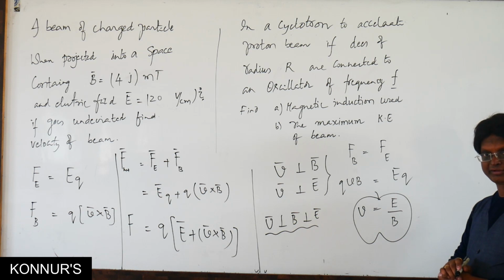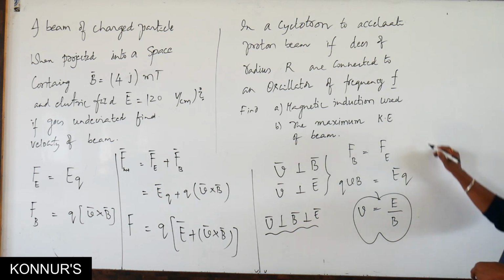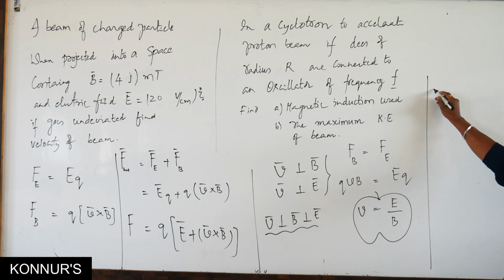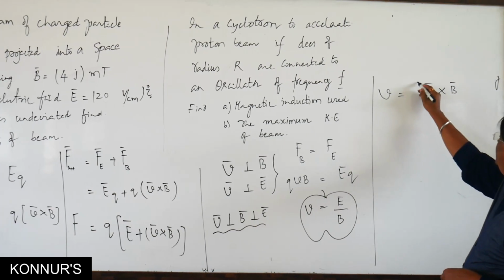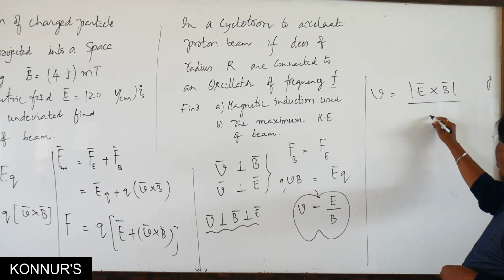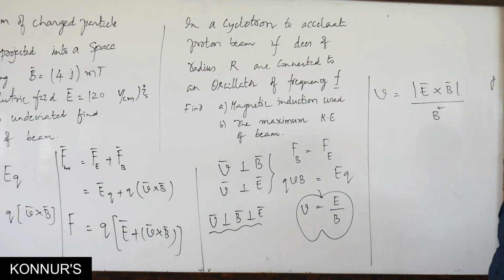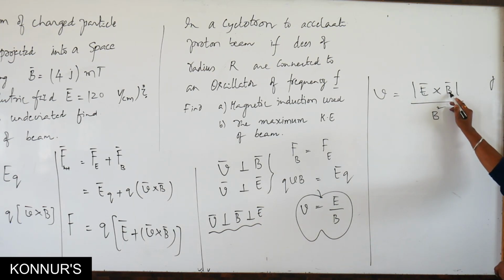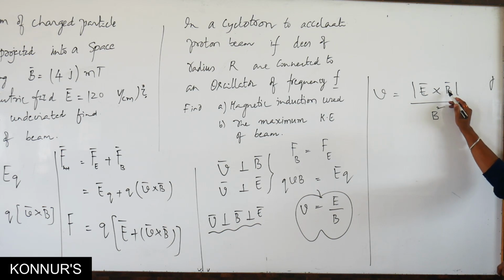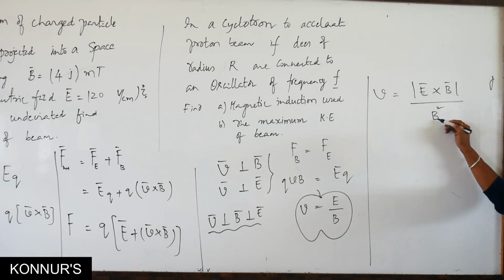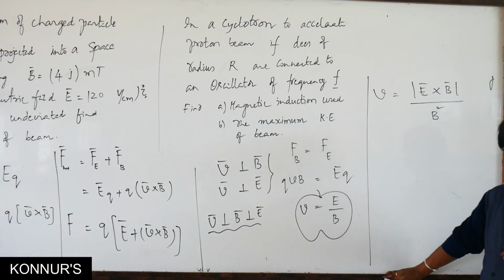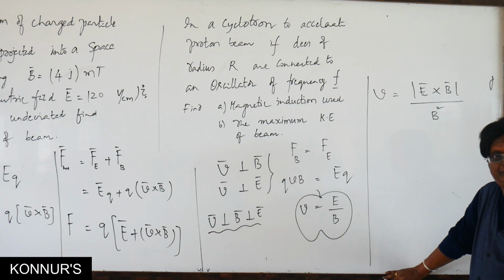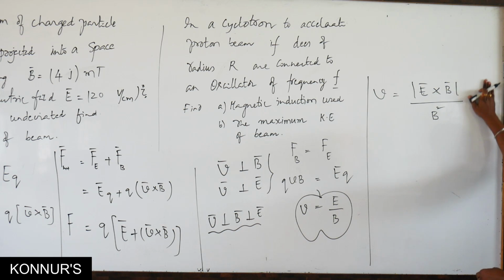I have given that in the vector form. Supposing V is also written in the vector form, then V is equal to E bar cross B bar by B square. The magnitude is E into B sin theta, where sin theta happens to be 1, and it is B square, right? So that is how you will get it as E by B. So this is a popular topic of undeviated beam of charge in a combined electric and magnetic field.